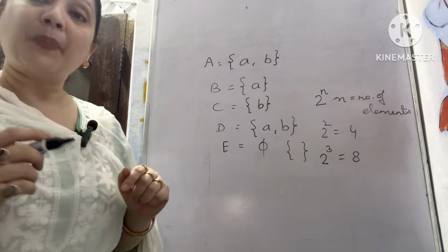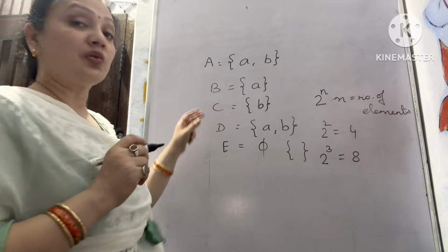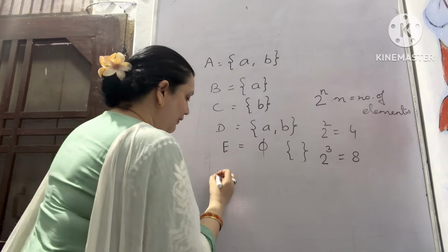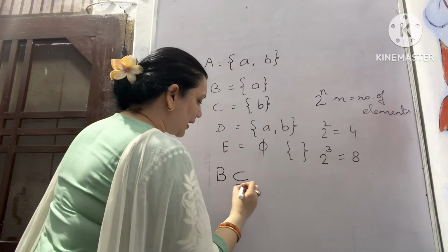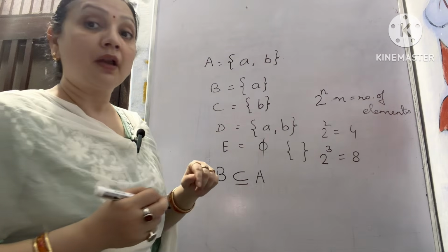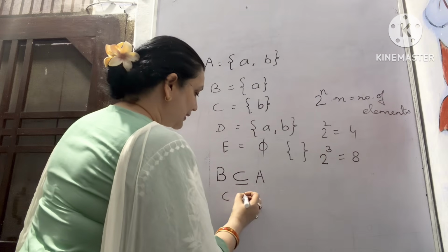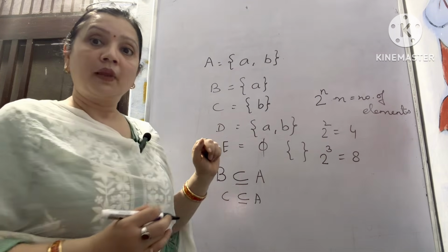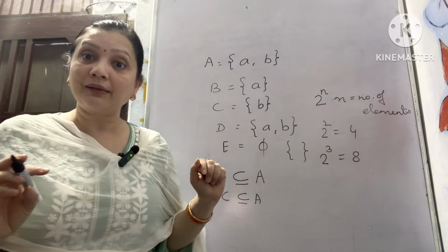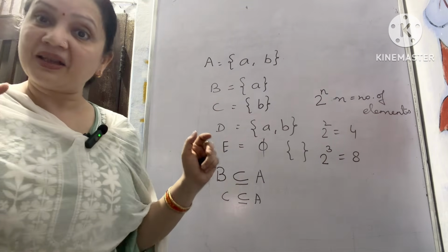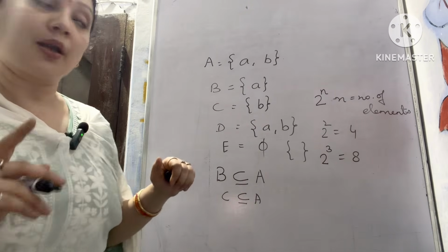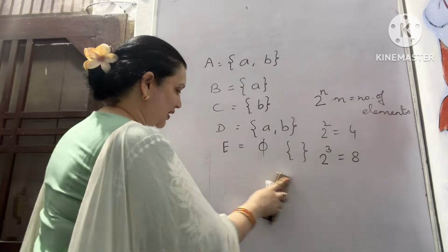The next is power set. Oh, before that, how to write down this? B is a subset of A. So we will write down B is a subset of A. Okay, it has the elements of A. C is a subset of A. Alright, D is a subset of A. Are you understanding this? If a set has all the elements which are there in the main set, then it is known as proper subset.